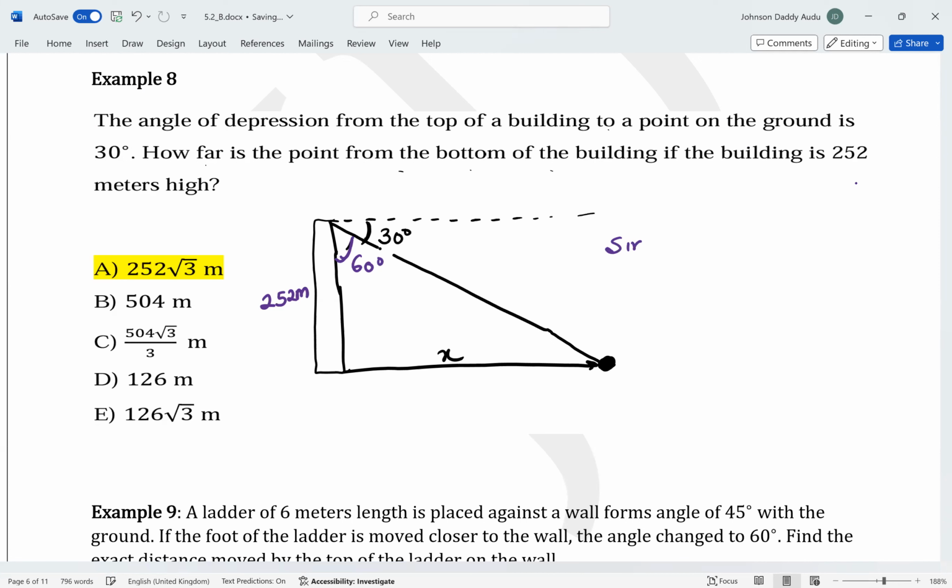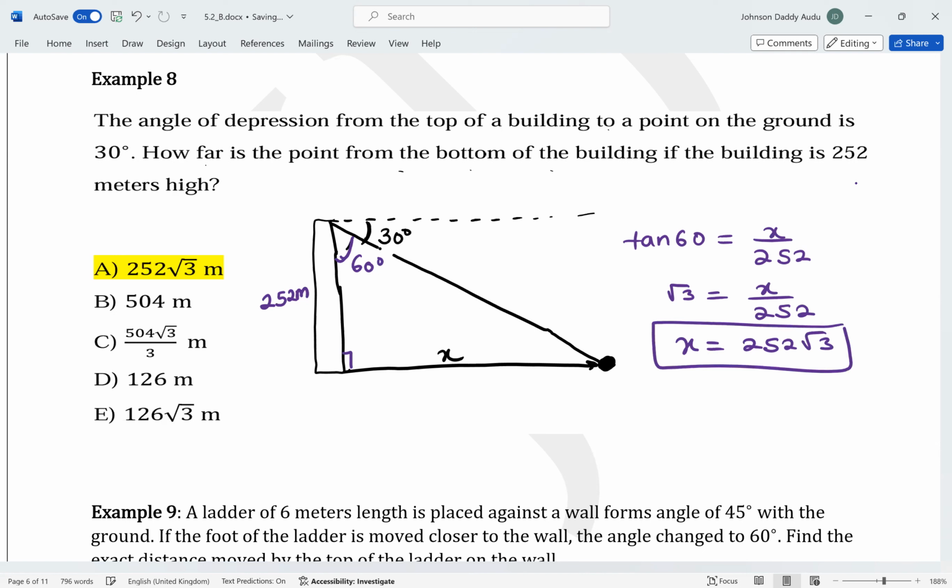Is it sine 60 or tan? Tan 60, because there's a right angle here. So tan 60 is going to be x over 252. And tan 60 is root 3, and this is 252. So x is 252 root 3.